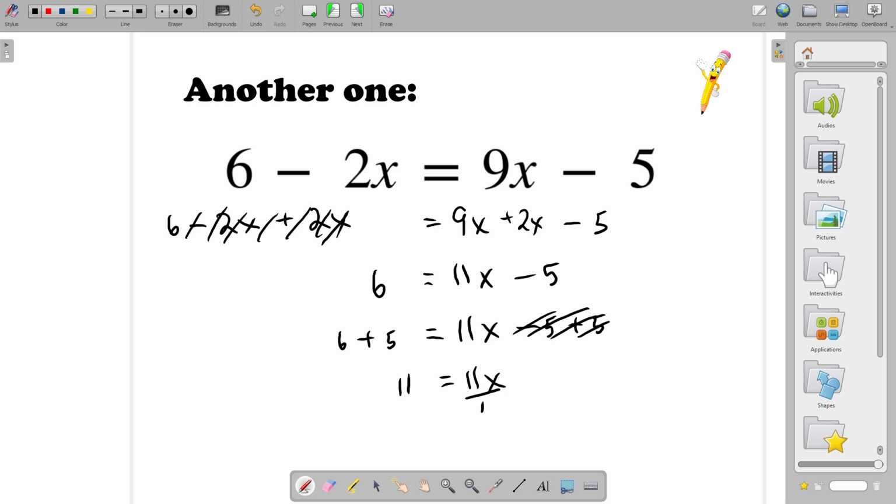Now I can divide by 11 and divide by 11. 11's divide out, and 11 over 11 is 1. And I can check that answer by plugging the 1 in for x and see if I get the same thing on both sides of the equal sign. If I do, then I got that correct.